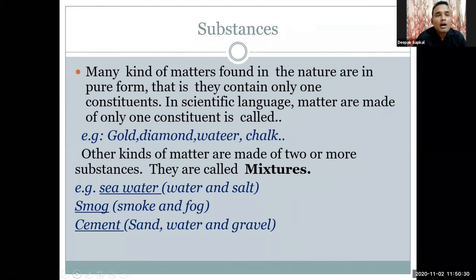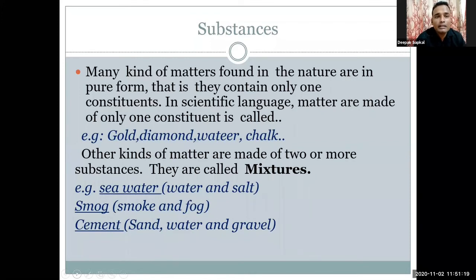Now here, the example given is gold. When you find it in nature, it is in the pure form. Afterwards we make jewelry or different types of articles from it, but it is found in the pure form. Next, diamond, which we can get from nature. Then water, sorry, there is a little spelling mistake there. Water can be found in the pure form, and then we purify it and carry out some procedures on it. So the thing which is made up of only one thing is a substance.